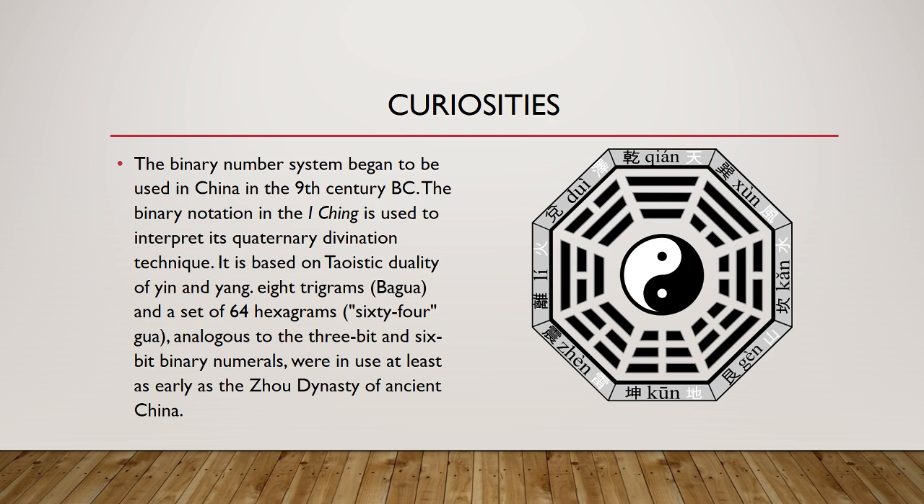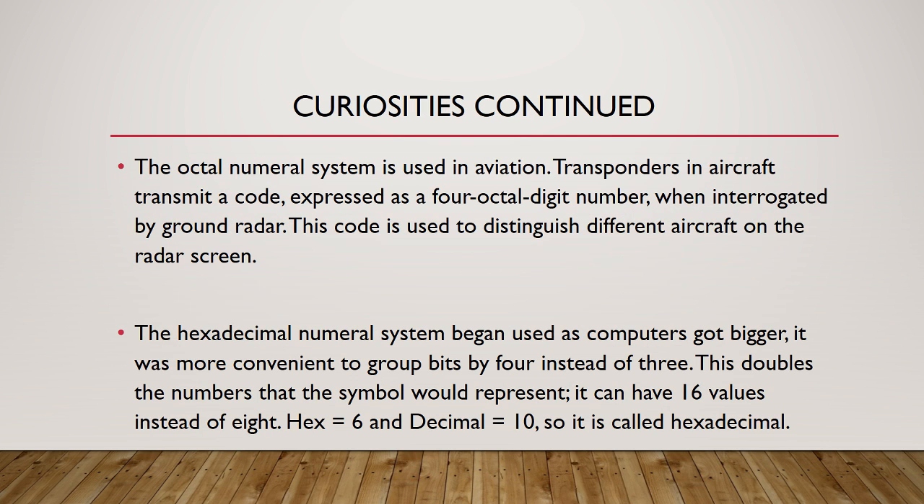Some interesting facts: the binary system actually kind of originated in China near the 9th century BC, except theirs was based off of 3-bit and 6-bit binary numerals. So it was 8 trigrams and the 64 hexagrams, as you can see to the right. And it was seen almost as early as the ancient Chinese dynasties. So that's decently interesting. The octal system is used in aviation, so transponders in aircraft will actually send a code down to the base, and the code can distinguish different aircraft based on the code they received, the number.